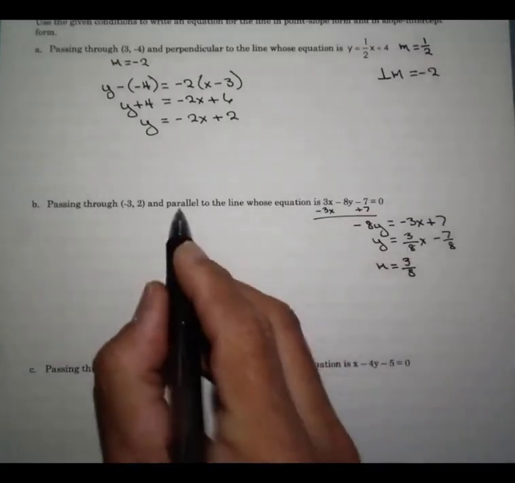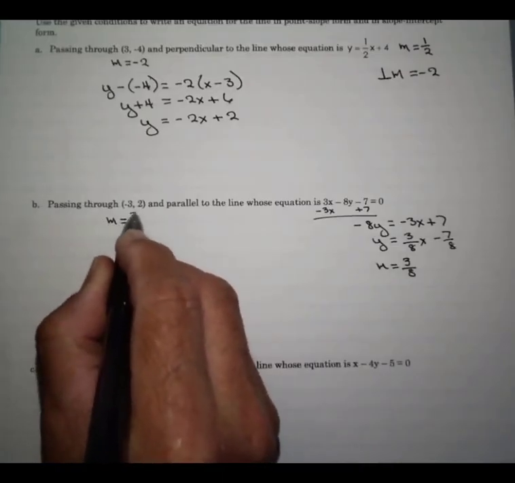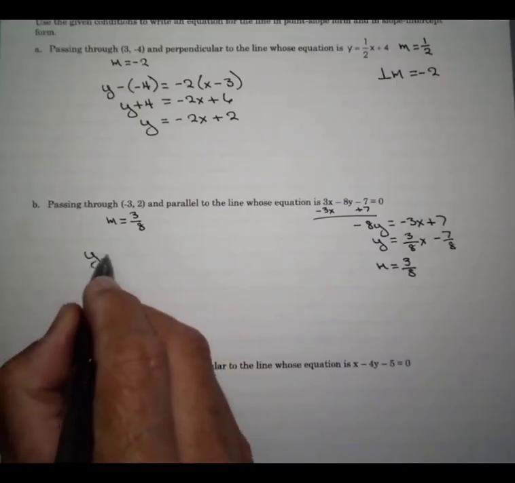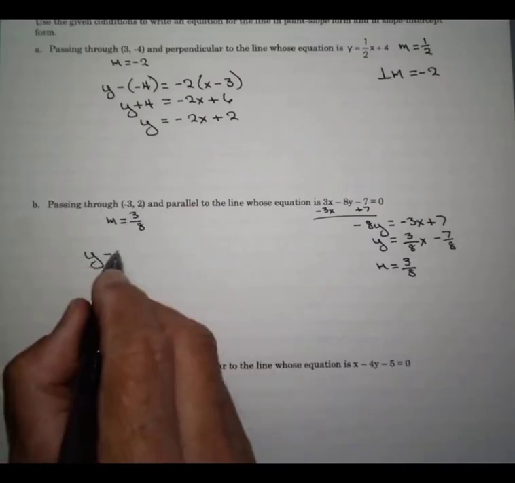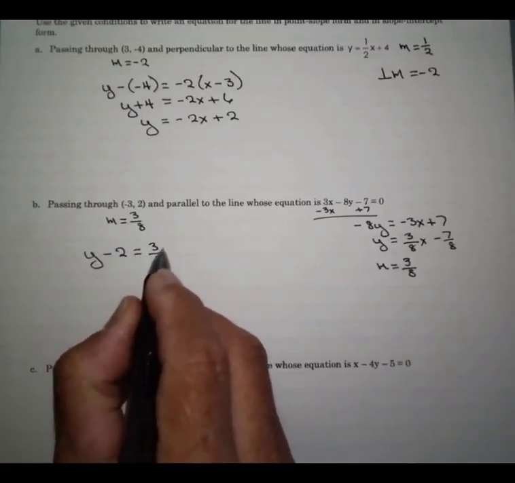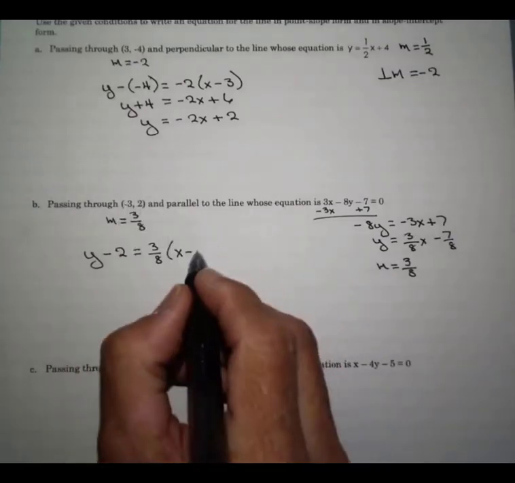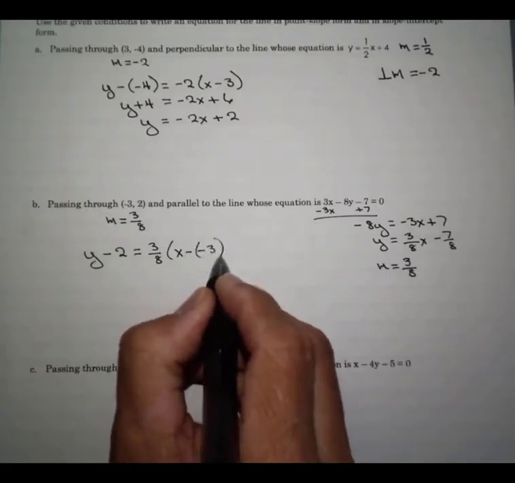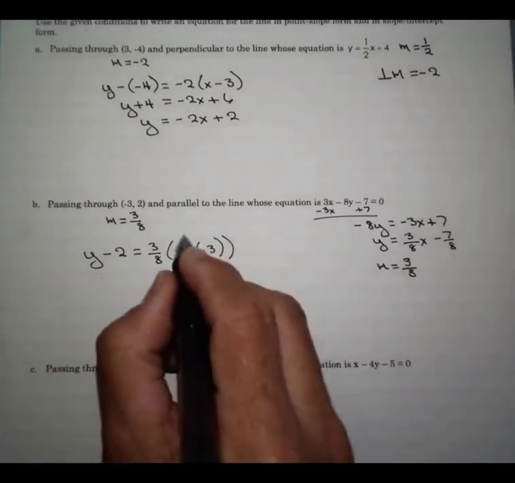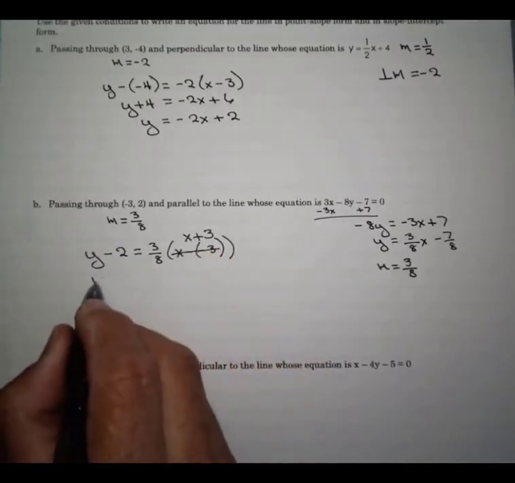I want a parallel slope, so I really want the same slope. So I'm going to use a slope of 3/8. I'll go ahead and put it into the equation. I'll say y minus the y coordinate of 2 is equal to 3/8 times x, and I'll say x minus the x coordinate of negative 3. Now, all I have to do with this is clean it up a bit. This needs to be x plus 3, doesn't it? And then I can distribute that.